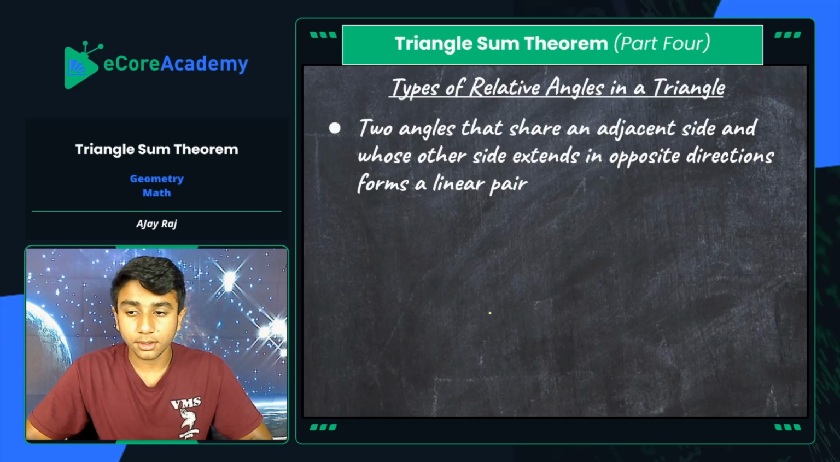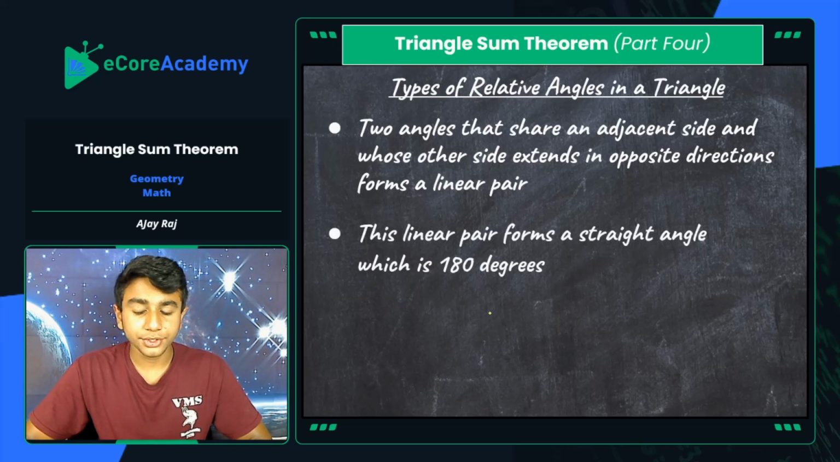So if you have two different angles, one is an interior angle, one is an exterior angle extending in the opposite direction, those two angles will form a linear pair. And this linear pair forms a straight angle, which is 180 degrees. So we know that a straight angle is 180 degrees, and we also know that a linear pair will also add up to 180 degrees, which forms specifically a straight angle in this situation.